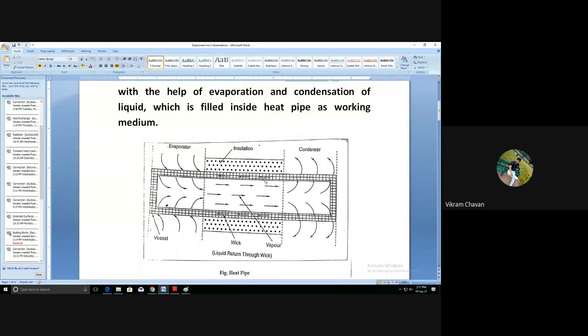This middle part is also covered with some insulating material, asbestos rope insulating material, to reduce the heat loss from this side to the external environment. Sometimes this is covered with the insulating material. This side is exposed to the source where the heat source is present, and the condenser side is exposed to the heat sink where the heat is rejected to the external environment.